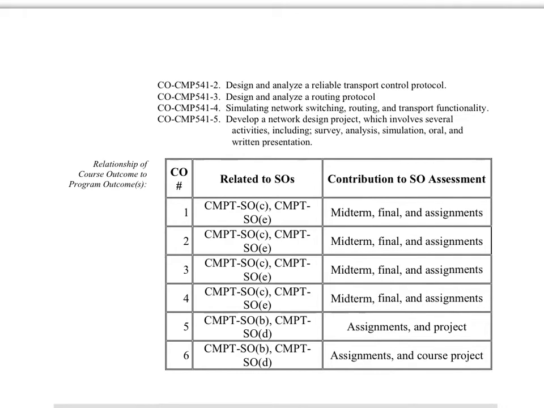Simulating network switching and routing. This part covers the practical aspect, and you have assignments, and of course the project component. The course is project based. As you will see, the project is a major component of the course. This is a slight change from the course offerings of previous years. So the project this year is going to be more project-based.